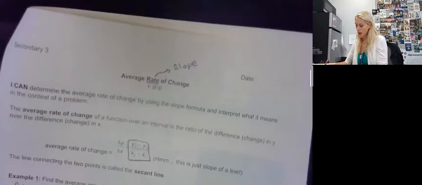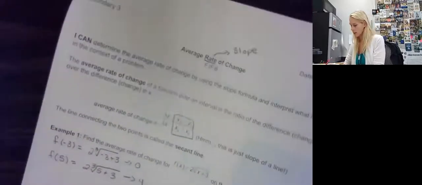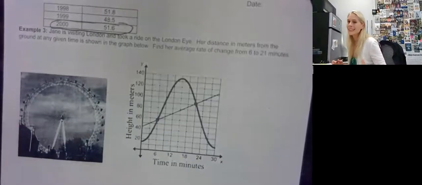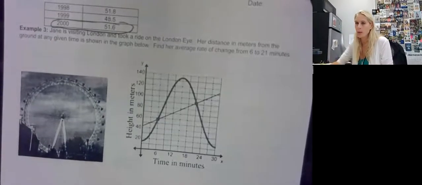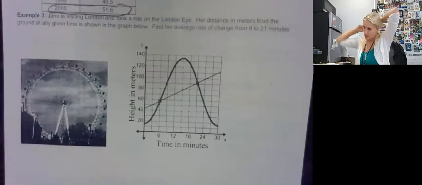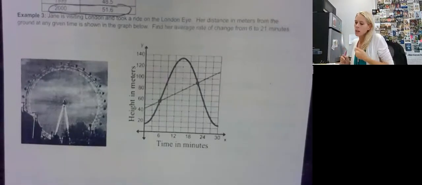All right, so we did our function, we did our table, and of course, our next one that we could run into are our graphs. And yes, it's a graph, which is nice, but it is also a situation. So we want to make sure that we're doing that sentence. Jane is visiting London and took a ride on the London Eye. Her distance in meters from the ground at any given time is shown on the graph below. Find the average rate of change from 6 to 21 minutes.